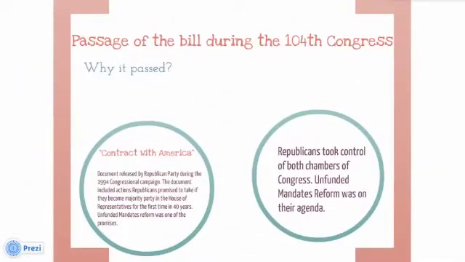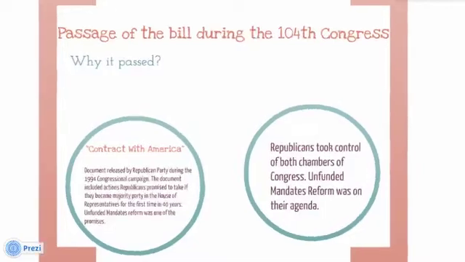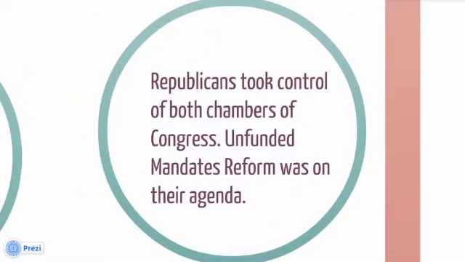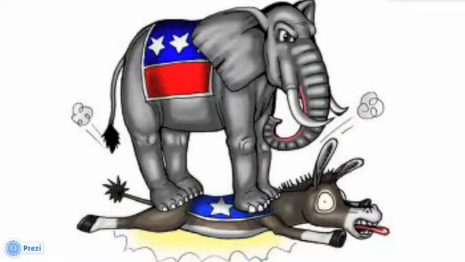In the 104th Congress, Republicans took control of both chambers of Congress. One of their core principles in their Contract with America was unfunded mandate reform. The Contract with America, which was implemented immediately after the Republican Party took control of the House of Representatives and the Senate for the first time since the 1950s.